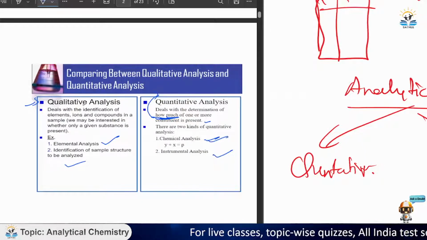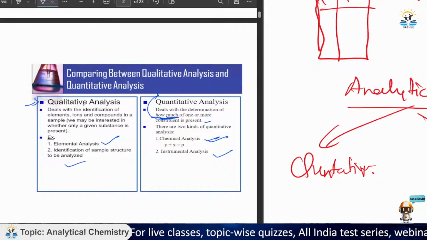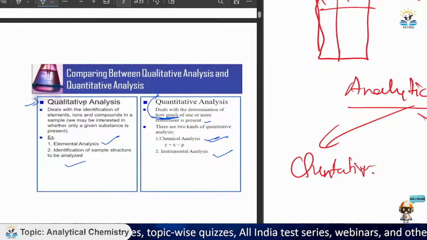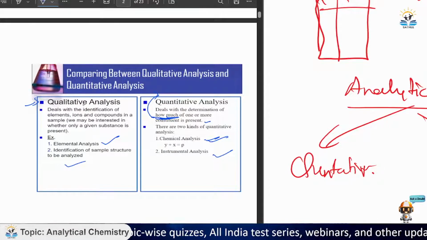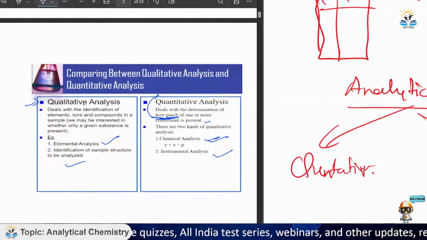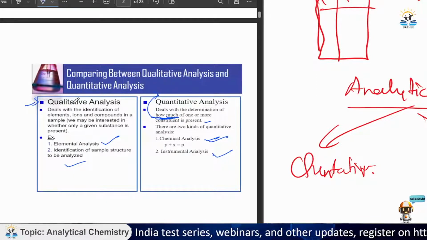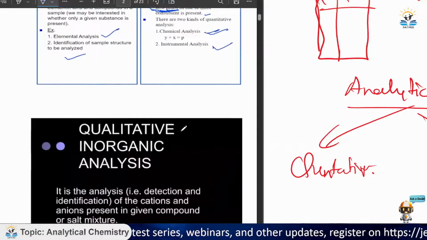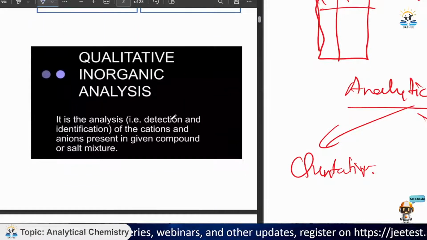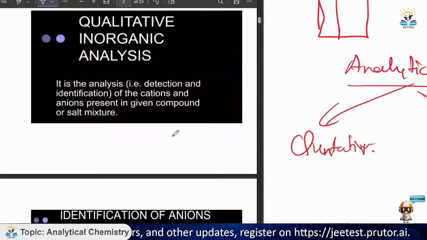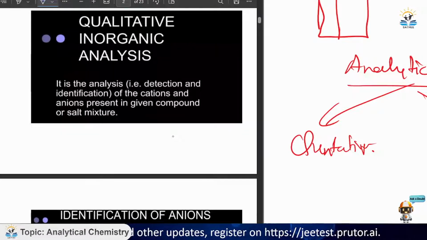In chemical analysis, we perform a certain chemical reaction and measure it by mole per mole reaction or a balancing equation. The second method is instrumental analysis. We use instruments, as you know science is moving forward. We have many instruments to analyze how much product is formed or how much reactant is used. Okay. Now, qualitative inorganic analysis.